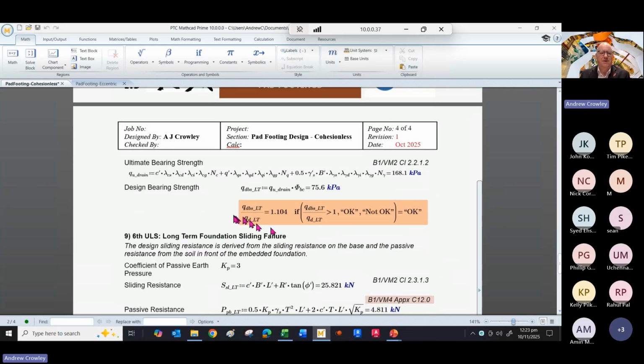So then we get to this very long equation, which is given in the code, and you add up all of those numbers and multiply all those factors together, and you get an ultimate bearing strength as 168.1 kPa, which gives you a design bearing strength of 75. Note this is significantly lower than a good ground value. Our capacity divided by our applied load is greater than 1, so we're okay.